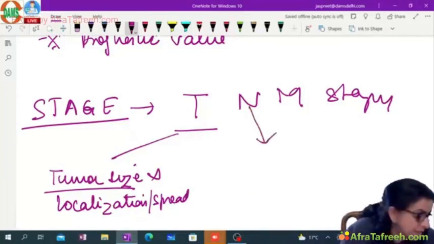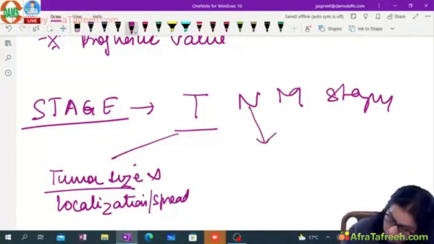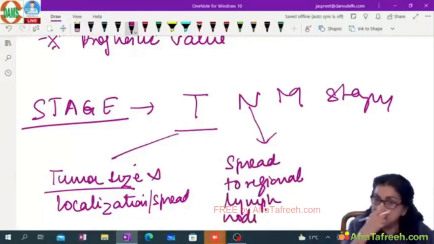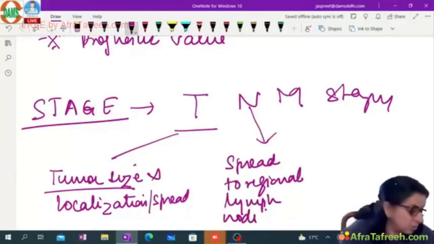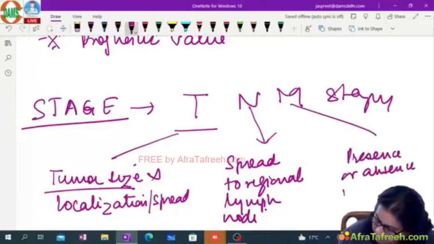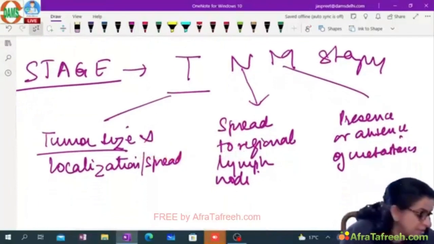N stands for node. So spread to regional lymph nodes. N will tell you whether the tumor has gone to the regional lymph node. And M is presence of metastasis. It tells you about presence or absence of metastasis. So that is called TNM staging.